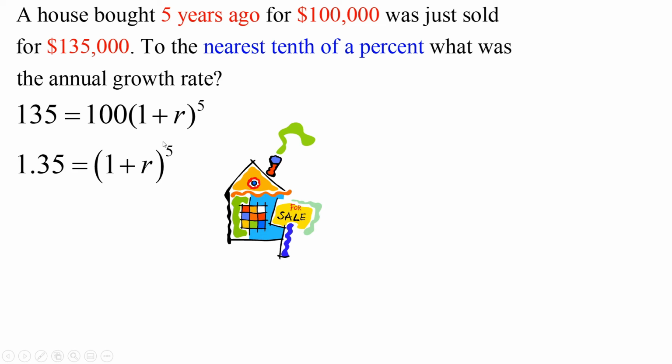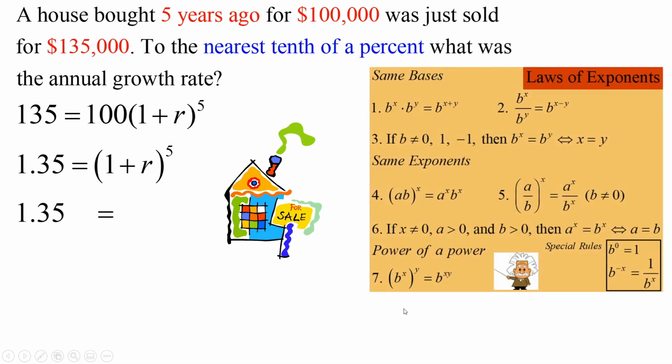And now, again, how do we get rid of that 5th power? We do both sides to the 1/5 power. Power of a power again. Right down here, number 7. Man, we use that a lot. So let's go 1.35 to the 1/5. And then if I go the quantity 1 plus R to the 5th to the 1/5, that's just going to leave me 1 plus R. Now, what does R equal? Let's go 1.35 to the 1/5 minus that 1 over there.